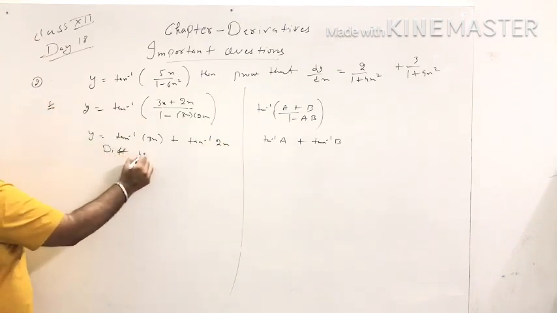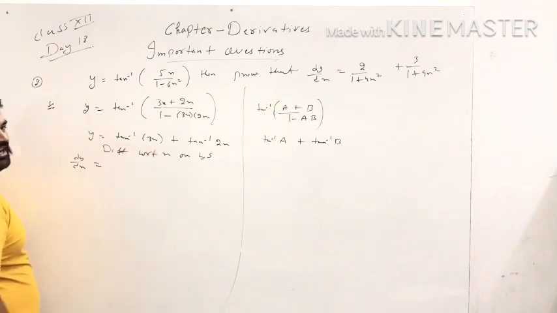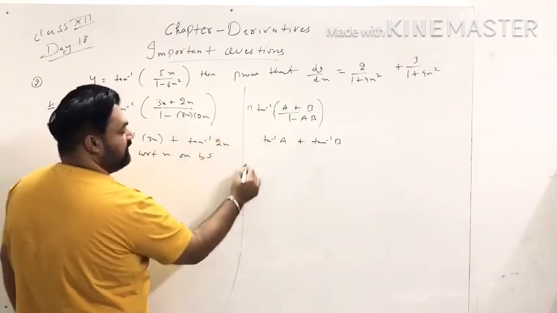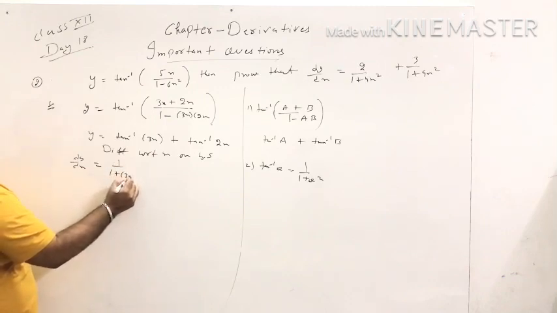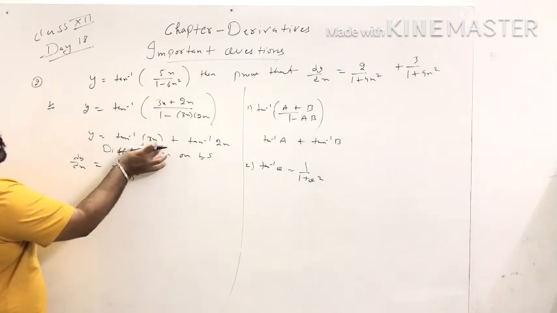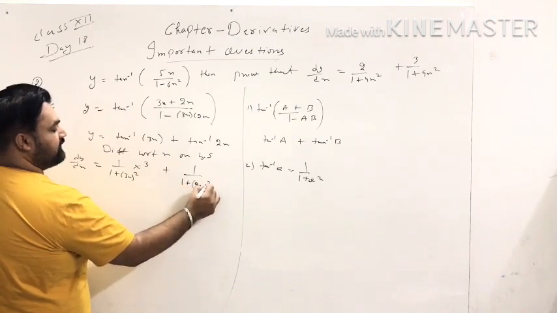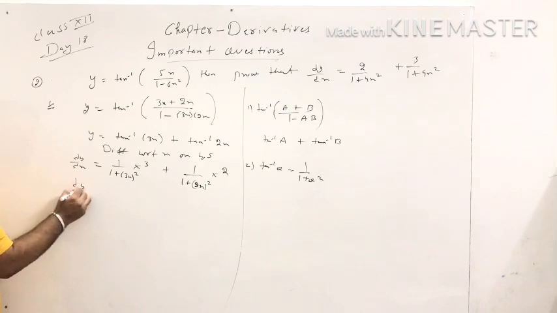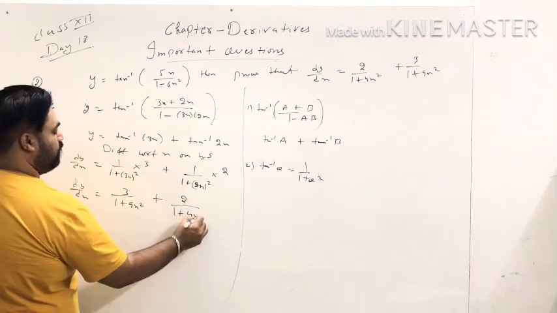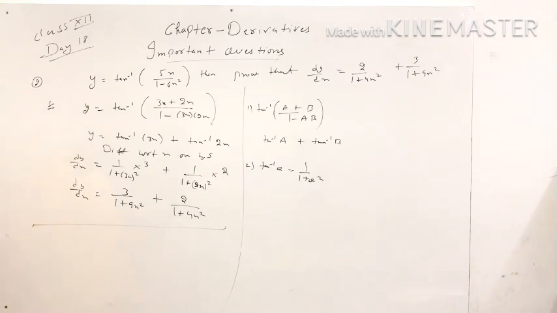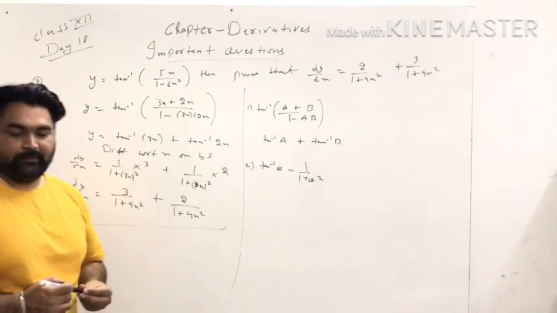Now differentiate with respect to x on both sides. The derivative of y is dy by dx. What is the derivative of tan inverse theta? The derivative of tan inverse theta is 1 upon 1 plus theta square, after that the derivative of theta. Theta is 3x, so the derivative is 3. Then 1 upon 1 plus 2x square, and the derivative of 2x is 2. So dy by dx equals 3 upon 1 plus 9x square plus 2 upon 1 plus 4x square. So hence we proved the value of dy by dx equals 2 upon 1 plus 4x square plus 3 upon 1 plus 9x square.